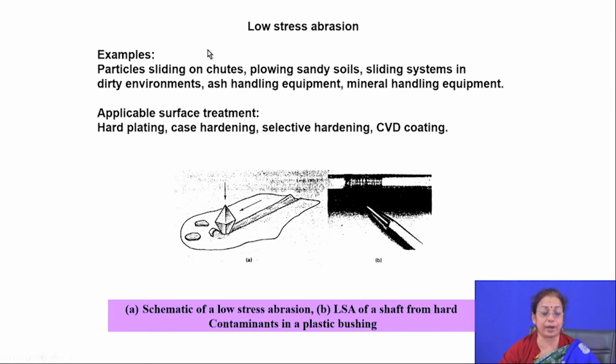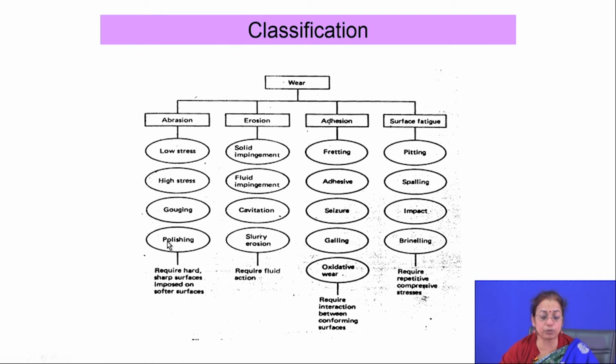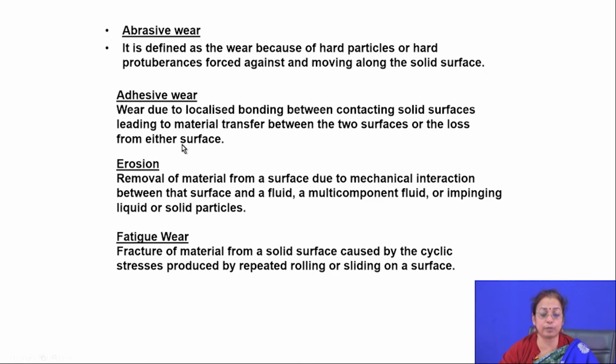As I mentioned, the different subcategories: if you quickly go through one by one, abrasive wear may be subcategorized into 4 types. One is low stress abrasion, another is high stress abrasive wear, then gouging wear, and another kind of wear is polishing wear. These are the 4 different subcategories of wear under the abrasive category. One by one we will try to discuss these wear phenomena.